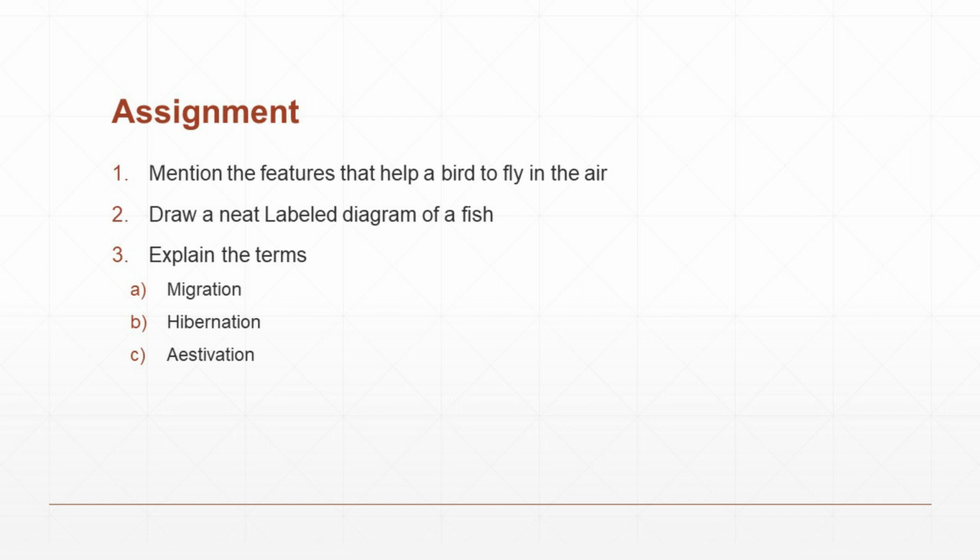The first one, you have to explain what is hibernation, what is estivation, what is migration. Then what are the features birds have to fly in the air. Then one diagram: refer to the slide, draw a fish and label all the parts.